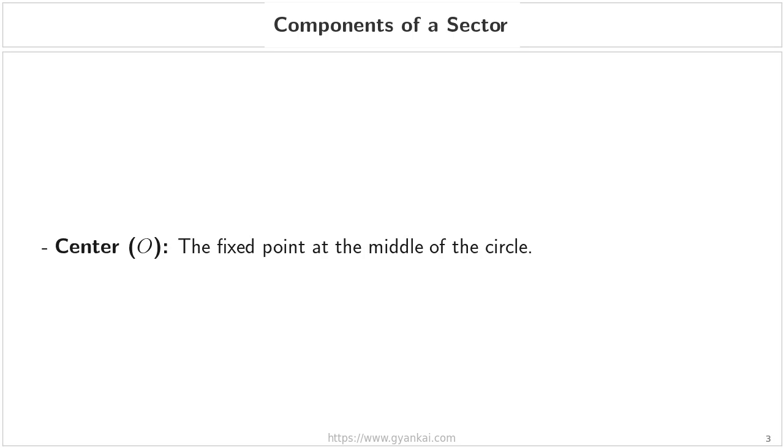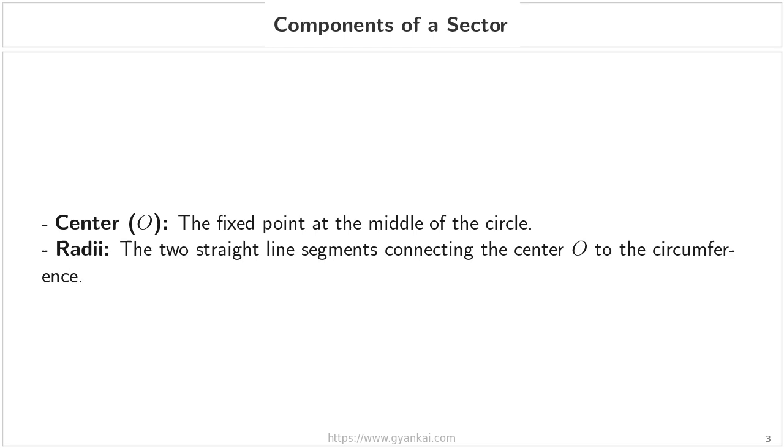Components of a sector. Now that we have a general idea of what a sector looks like from our previous slide, let's break it down into its specific parts so you can identify them accurately in any problem. First, we have the center, which we denote with the capital letter O. This is simply the fixed point located exactly in the middle of the circle. Next, we have the radii. These are the two straight line segments that start at our center, O, and extend out to the edge, or the circumference of the circle.